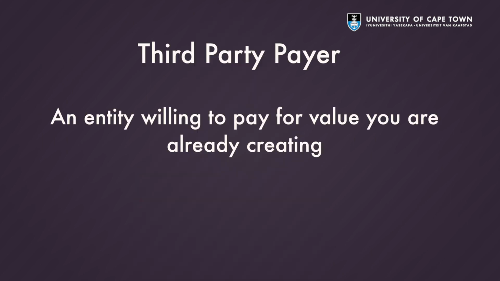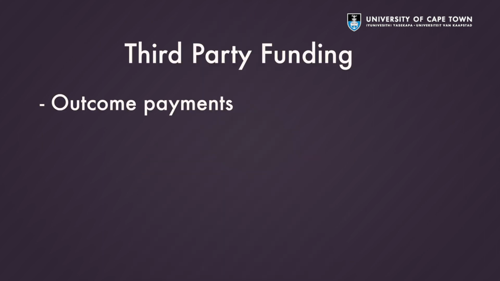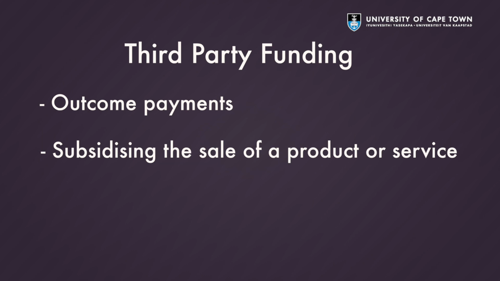In order to unlock resources, one of the things you can utilize is a third-party payer. This is an entity that is willing to pay for the value you are already creating. This might be a government, a corporate, or an investor. It might be in the form of outcome payments, which we'll discuss later, or subsidizing the sale of a product or service due to the desire to increase the pace of adoption of that service.